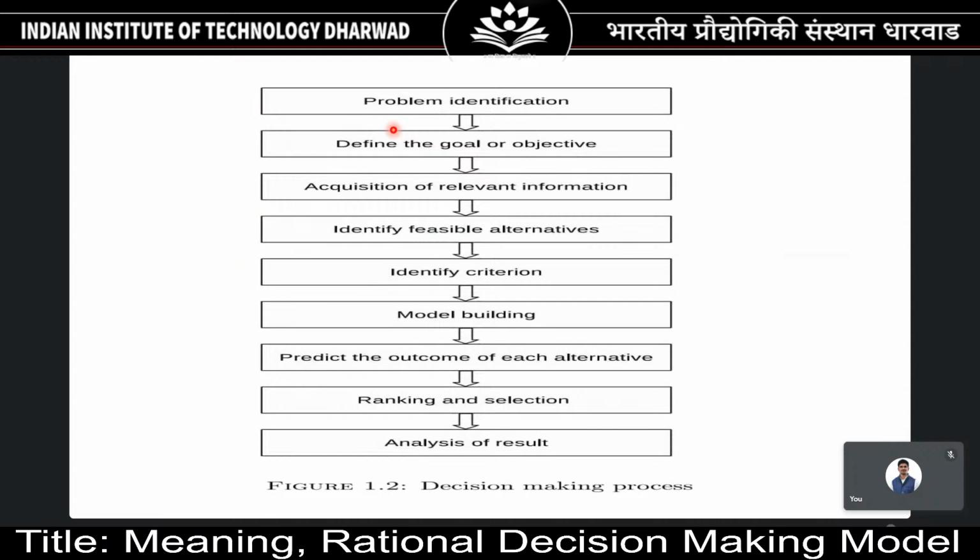Whatever I have mentioned, there are three steps according to Herbert Simon. Further, many researchers have broken all of this into many forms. For example, the intelligent activity they break into up to four parts: problem identification, defining the goal or objective; acquisition of relevant information; identifying feasible alternatives; identifying criteria. These all come under the intelligent activity. Next, model building, and finally predicting the outcome of each alternative, and ranking and selection.